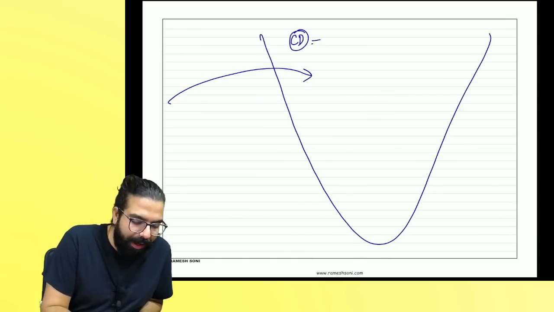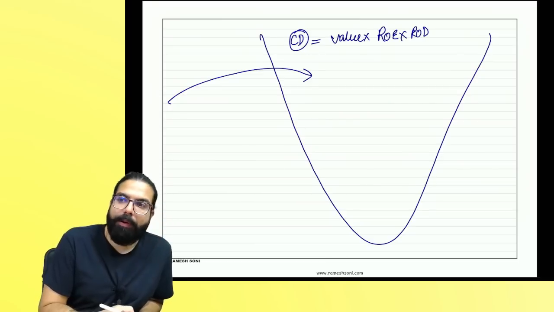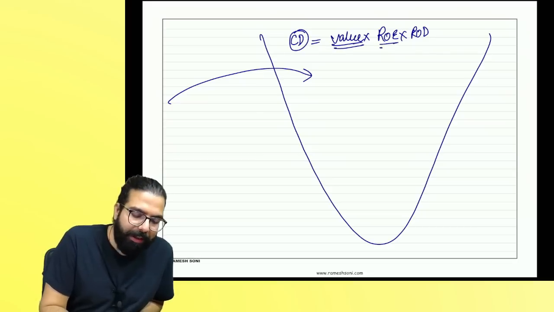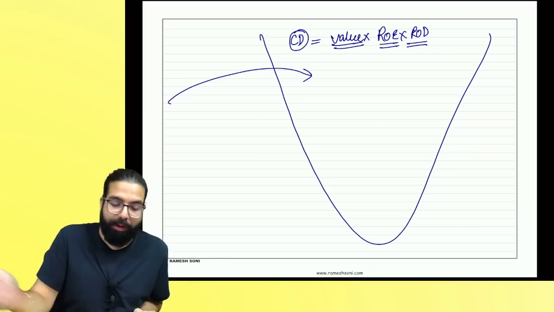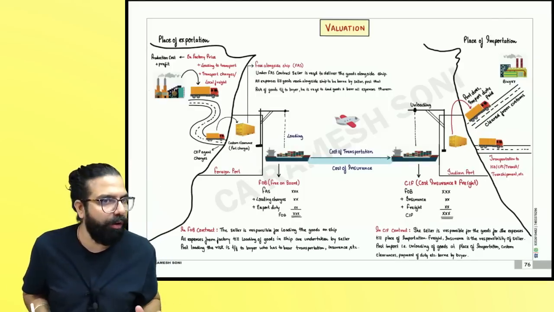Custom duty is to be paid on value multiplied by rate of exchange into rate of duty. So in this chapter, we'll be learning how to calculate the value on which you will multiply the rate of exchange and then the rate of duty, and you'll find out your custom duty. From exam point of view, it is an A plus graded chapter, 6 marks to 100% are going to come.